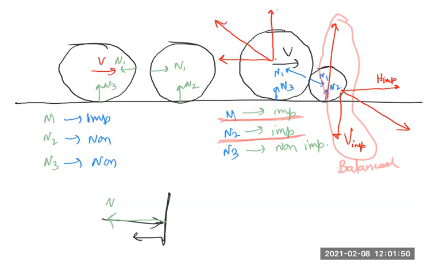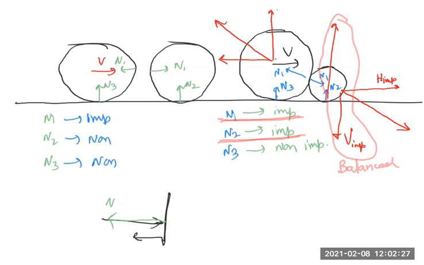Because of the horizontal component of the impulsive force and the vertical component of the impulsive force, this ball will acquire a velocity which will be upwards. If it has a tendency to go upwards, N3 will not stop it. If the ball does bounce, if the ball does go up, then the value of N3 will become 0.